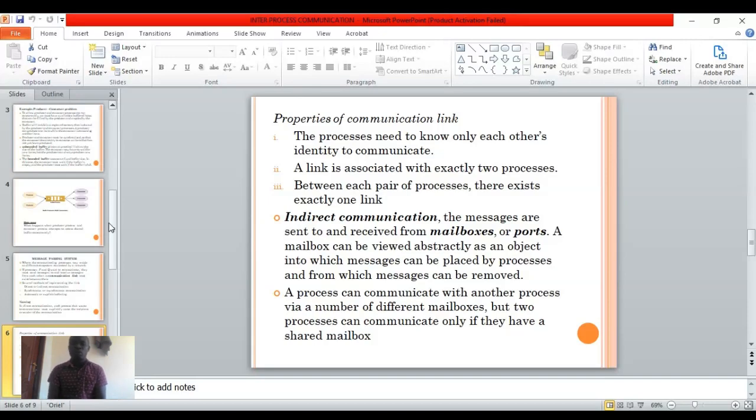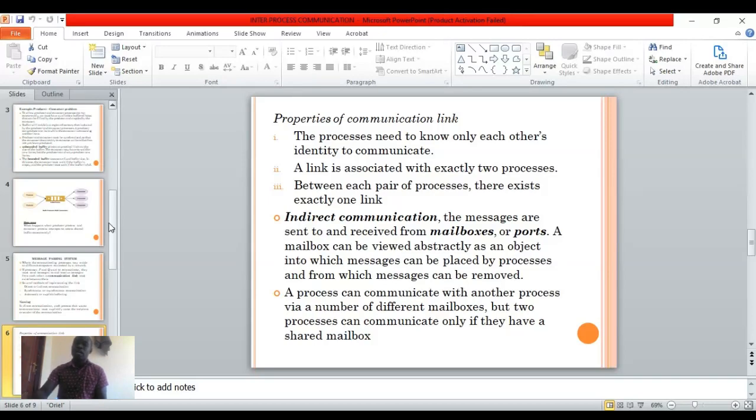Then we have the second one, which we call indirect communication. In this case, the sender and the recipient processes communicate by a mailbox. The message that I want to send to point B will go to the mailbox, and then process B will be able to access that message from the mailbox.